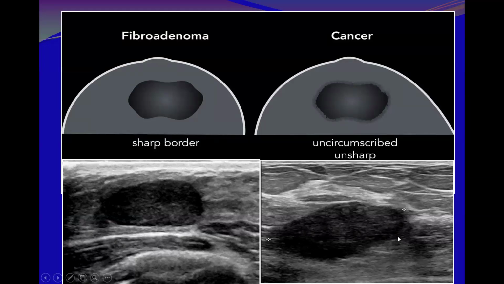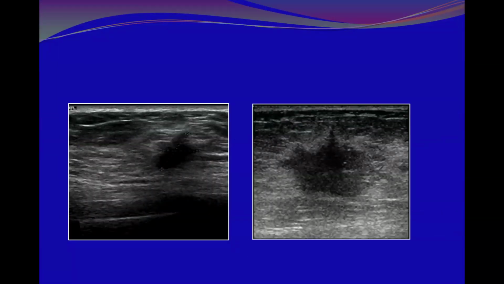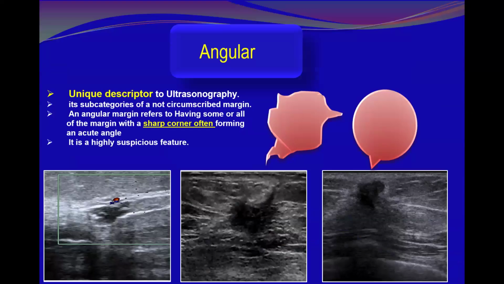Though it is oval and parallel, we have to be cautious because margins are really important, the primary predictor to differentiate benign from malignant. Okay, what about this? Here, these are the margins. Angular margin. Excellent. This is an angular margin.